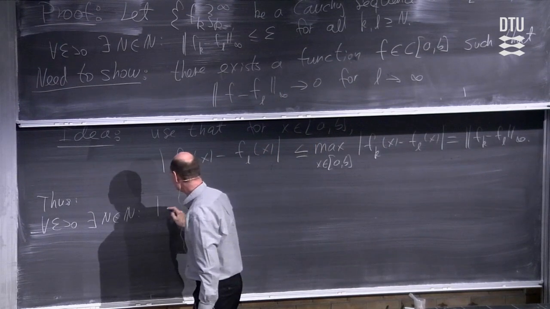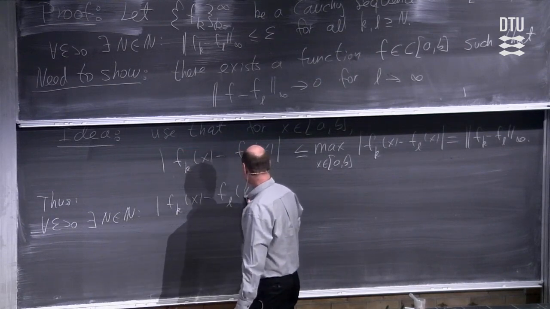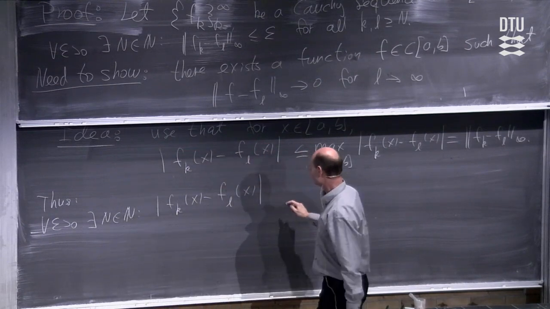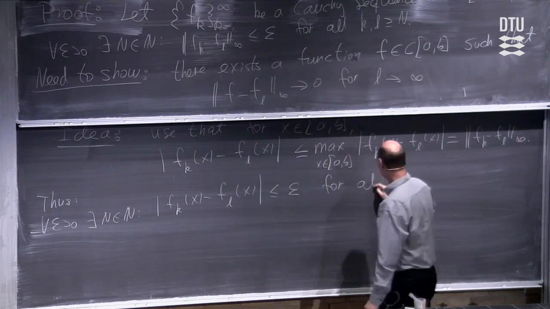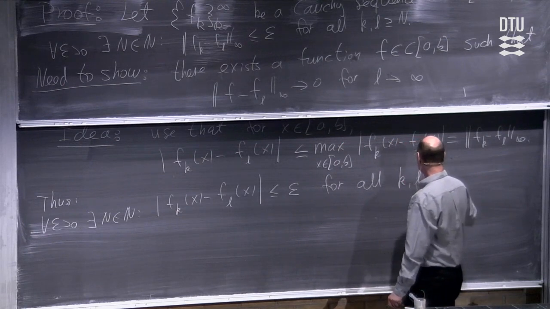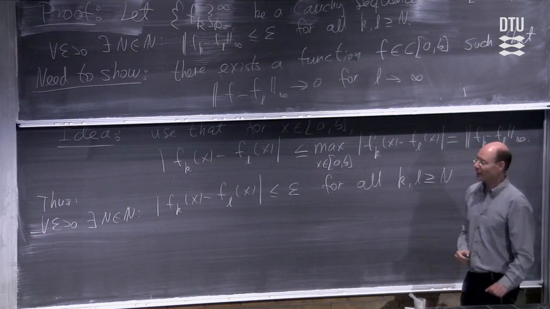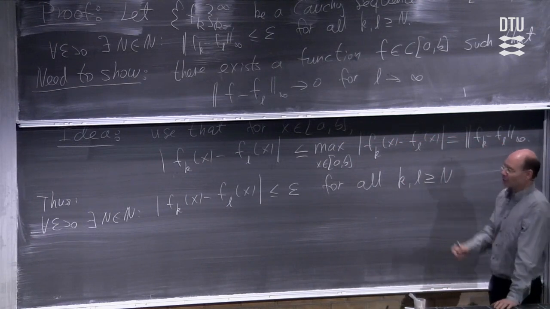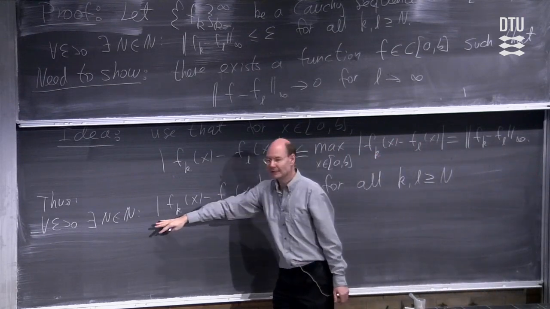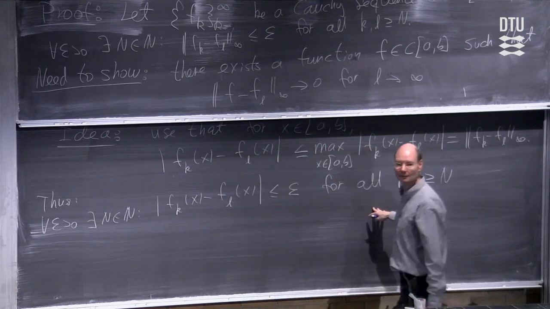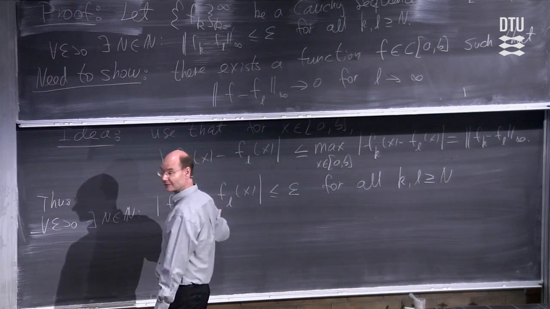So we can state that |f_k(x) - f_l(x)| is smaller than or equal to epsilon for all k and l greater than or equal to N. And now we need some more space on the blackboards. So while I clean some of the boards here, I would like to ask you to think about this statement. What does it tell us? How can we use this? So we need an interpretation of that statement.